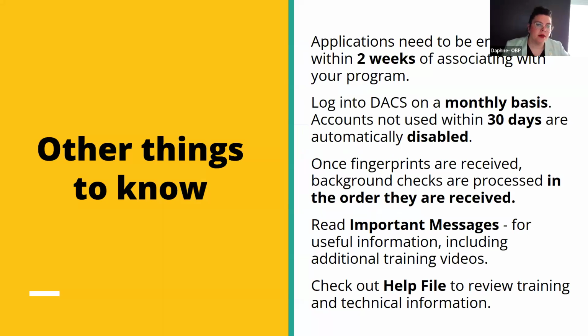As we just wrap up, I just want to reiterate some of the most important items and takeaways today. So again, if a person is associated with your program, you need to start the background check process within 2 weeks of them becoming associated. Make sure that you log into DACS on a monthly basis. Accounts are automatically disabled after 30 days of inactivity. Again, that's to help us be protecting and ensuring that all users are actively using this system, and that we're not keeping people if they're not actively using this system.